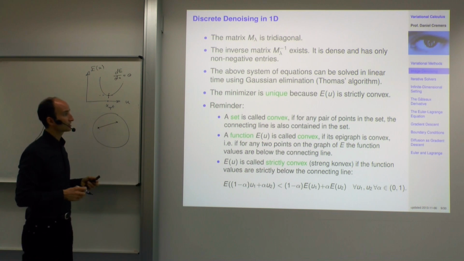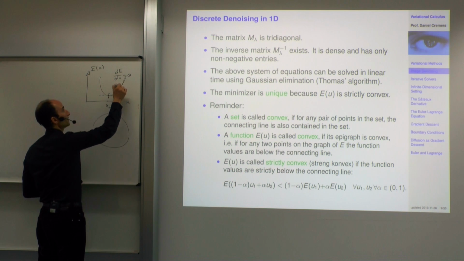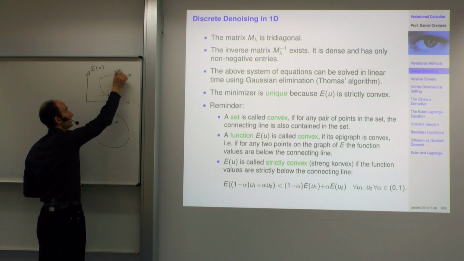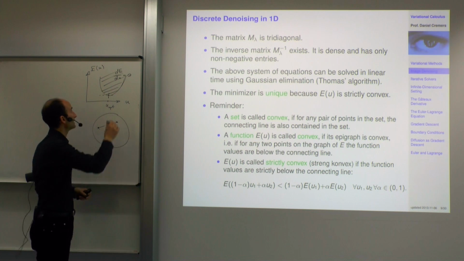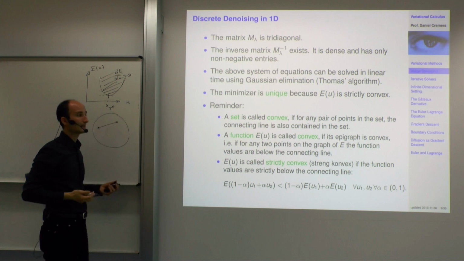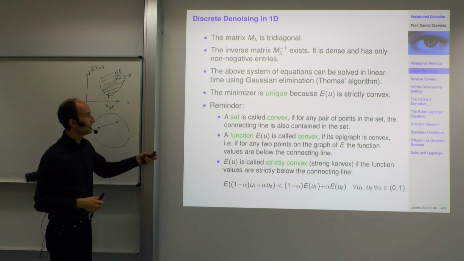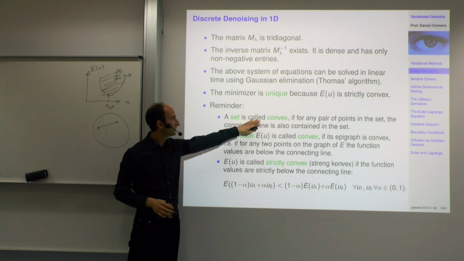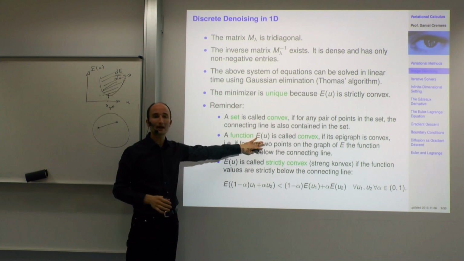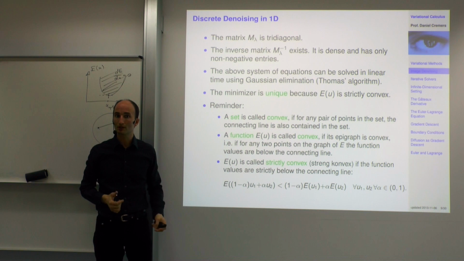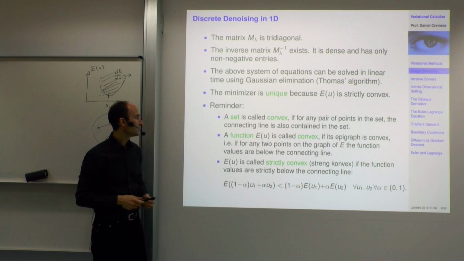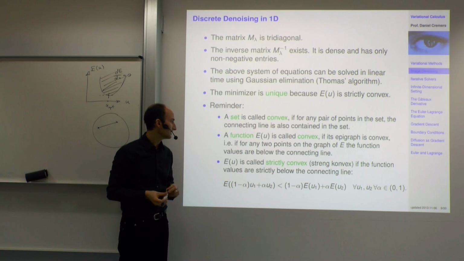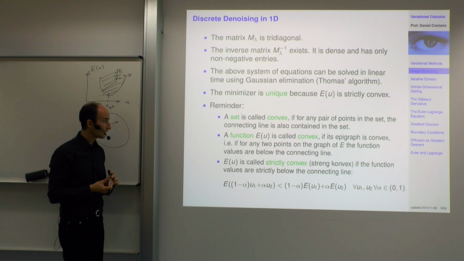A function E is called convex if its epigraph is convex. What that means is, let's look at the function. We have a nice convex function here. The epigraph is this set here. It's a convex set. For any points in this set, the connecting line is in the set. And so you can use the notion of convexity for sets and directly extend it to functions, where functions are convex if this epigraph is convex. Strictly convex means that the epigraph is strictly convex.